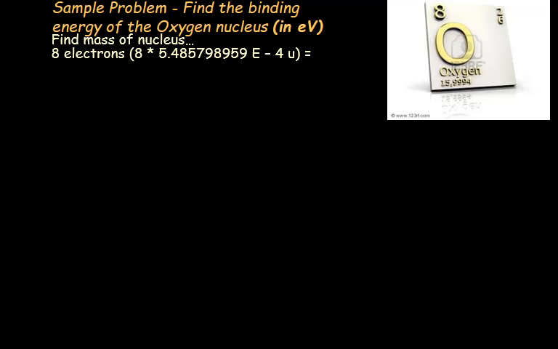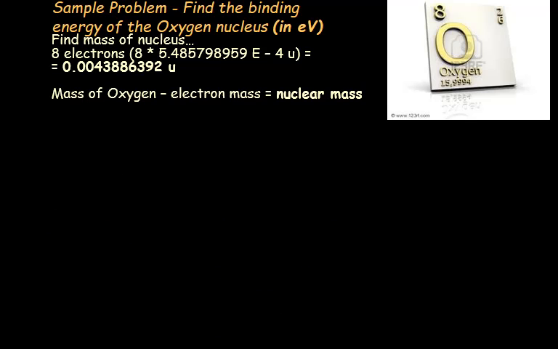So let's go ahead and try a sample problem here with oxygen. Let's find the binding energy of oxygen, and I'll walk you through the steps. First we have to find the mass of the nucleus. We have 8 electrons for oxygen, so we multiply 8 times the mass of an electron, and that's the mass of the electrons. We get the nuclear mass by taking the mass of oxygen, which is listed here, 15.9994, and subtracting out the mass of the electrons.